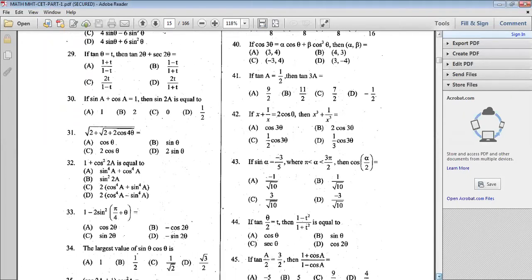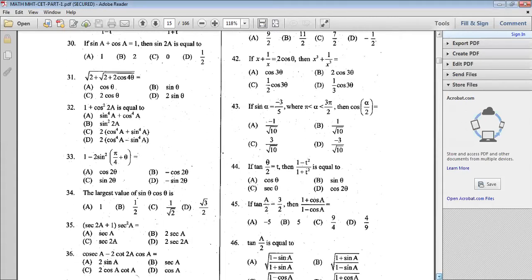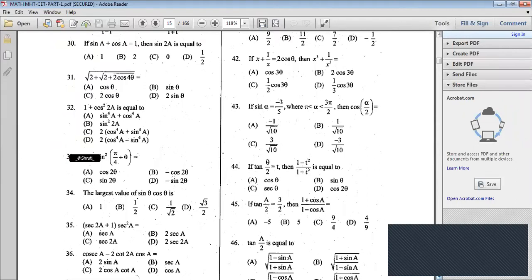Now look at the problem number 32, page number 15 in our material. Problem number 32: 1 plus cos square 2a is equivalent to how much? 1 plus cos square 2a.